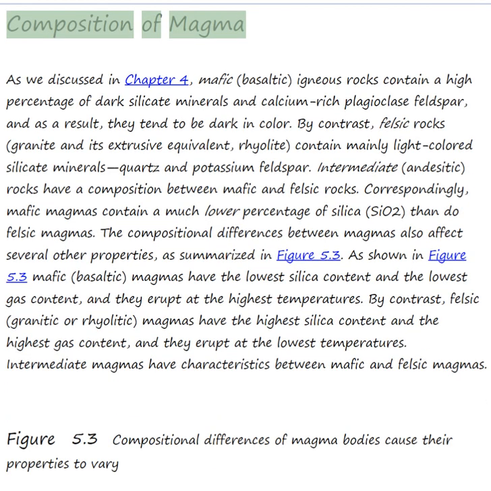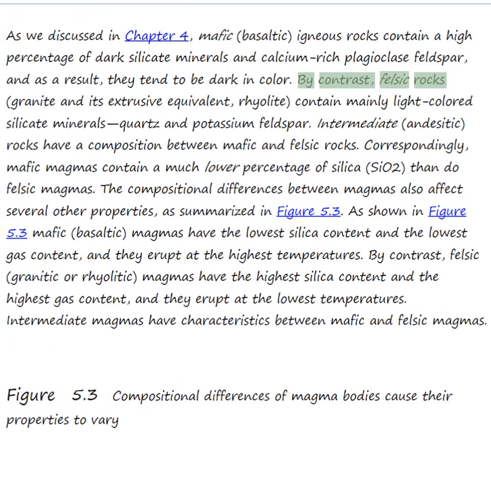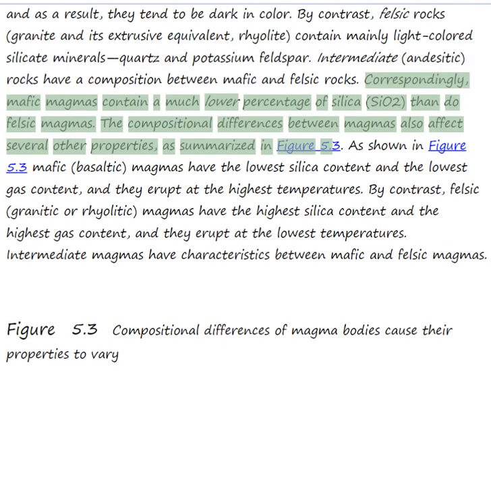Composition of magma. As we discussed in Chapter 4, mafic igneous rocks contain a high percentage of dark silicate minerals and calcium-rich plagioclase feldspar, and as a result, they tend to be dark in color. By contrast, felsic rocks contain mainly light-colored silicate minerals, quartz and potassium feldspar. Intermediate rocks have a composition between mafic and felsic rocks. Correspondingly, mafic magmas contain a much lower percentage of silica than do felsic magmas.